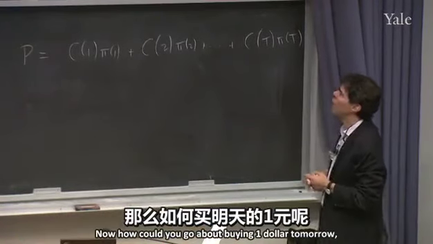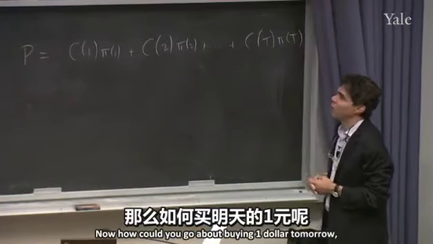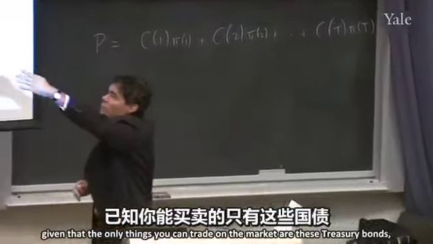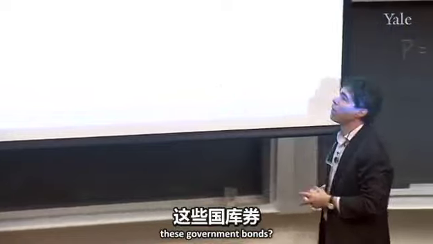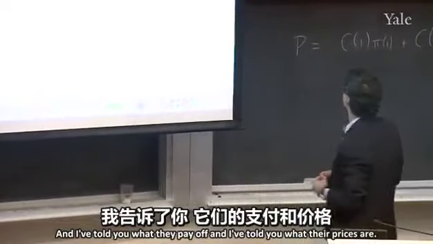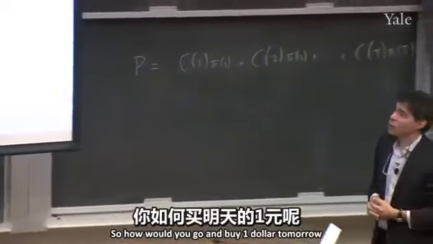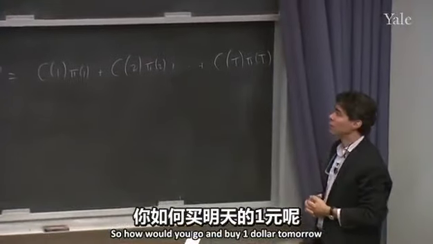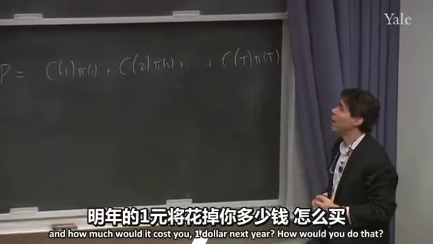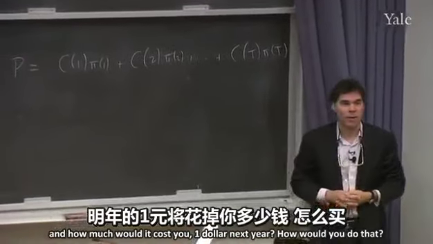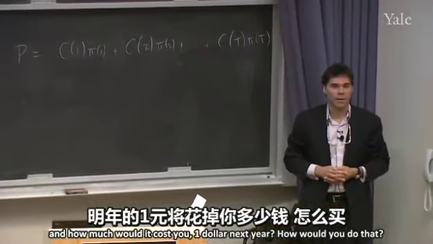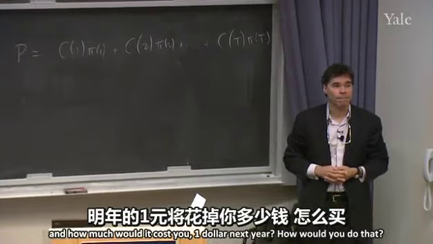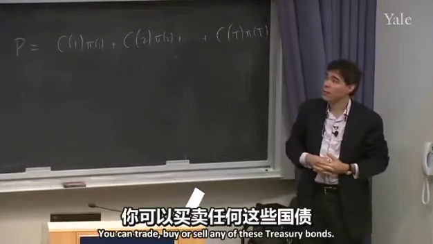Now how could you go about buying $1 tomorrow, given that the only things you can trade on the market are these treasury bonds, these government bonds, and I've told you what they pay off and what their prices are? So how would you go and buy $1 tomorrow, and how much would it cost you? $1 next year. How would you do that? You can trade, buy or sell any of these treasury bonds.